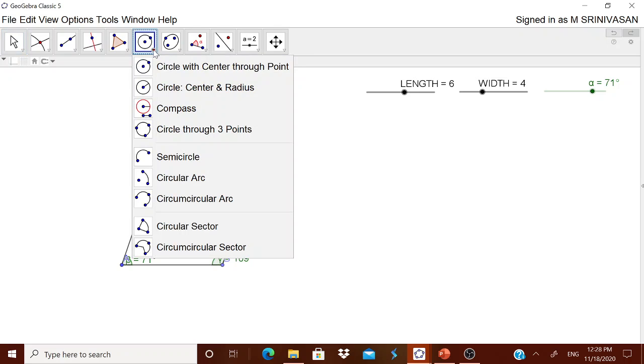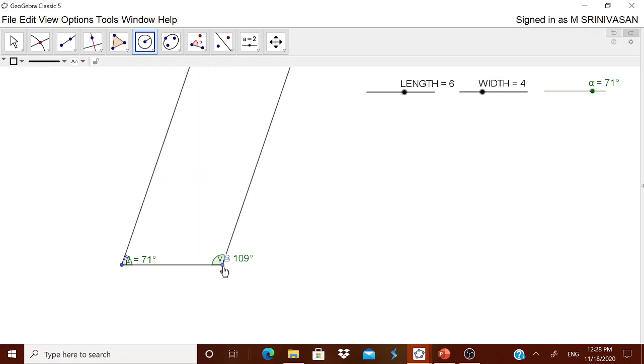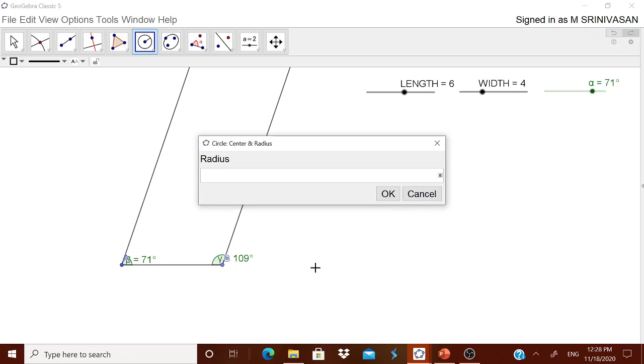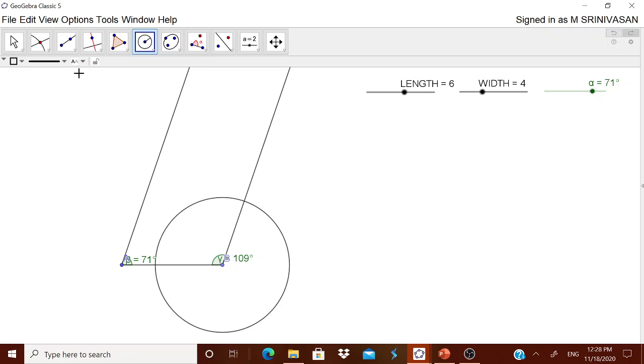Therefore, I will take the circle with center and radius. I will touch it, and it will ask the radius. Now I want the radius as width because I want BC to be the width. I click OK. Now it touches at a point. I will find the point of intersection of these two, and that happens to be C. Now I can remove this. Now you have got C.